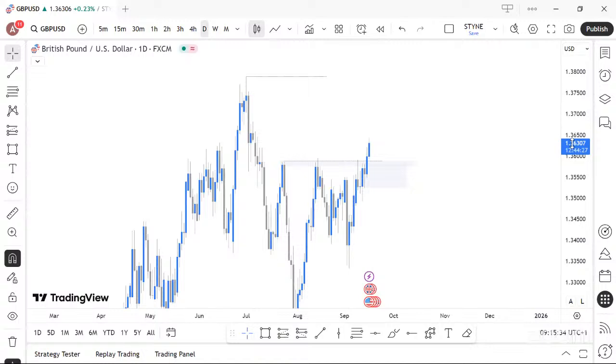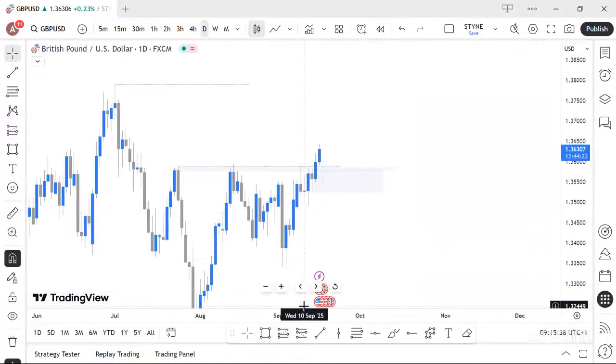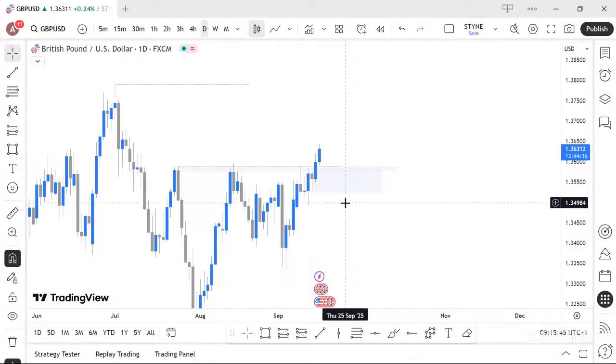So what am I expecting now? When a major area in the market is being disregarded like this, it is expected that price will do what? That price will come back to retest that area. So what I'm seeing now is that this is the area where we had that break of structure. So price should come back to this demand zone.